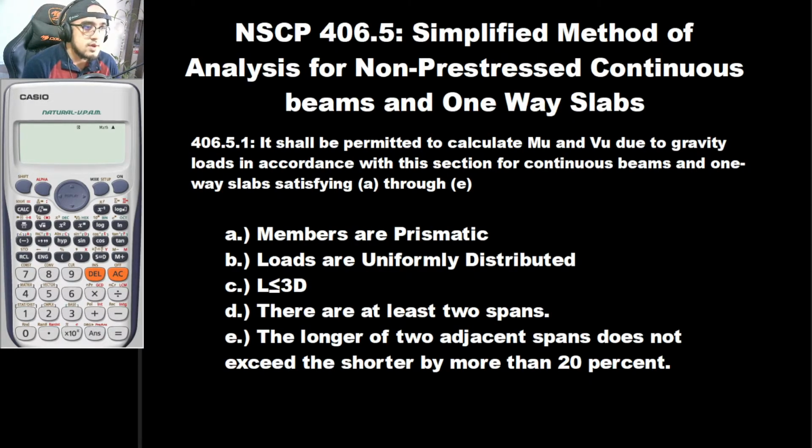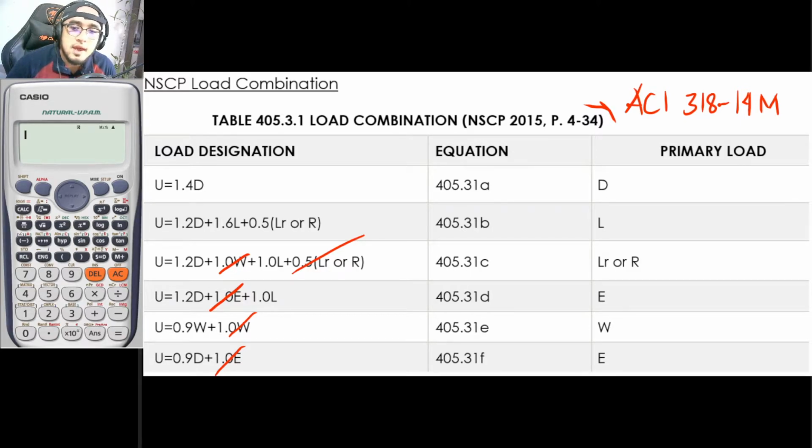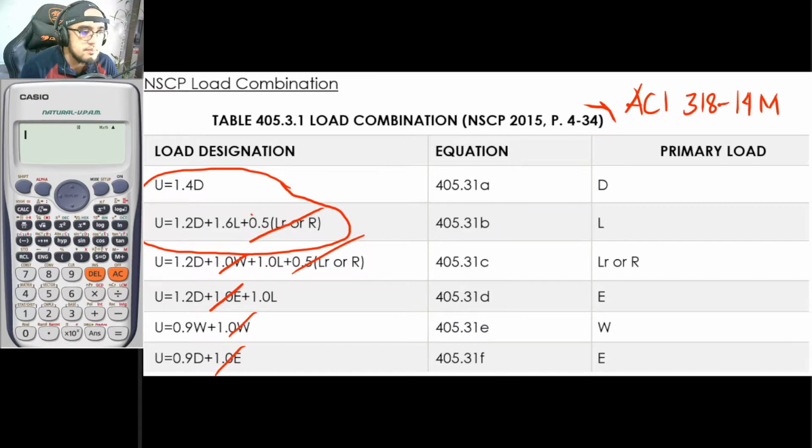Ito yung gagamitin nating load combinations as per NSCP 2015. We will be using all of this if applicable. But we do not have our earthquake load, we do not have our wind load, and we do not have our roof live load. So ang natira na lang is dead load and live load. If your loads are only dead loads and live loads, we will only be using these two: 1.4 dead load, and 1.2 dead load plus 1.6 live load.